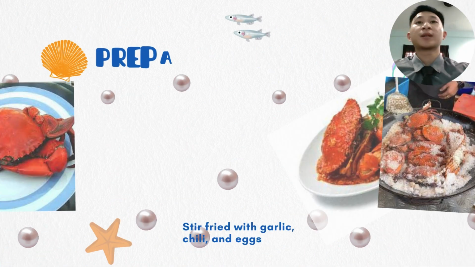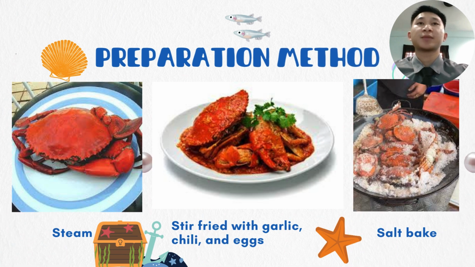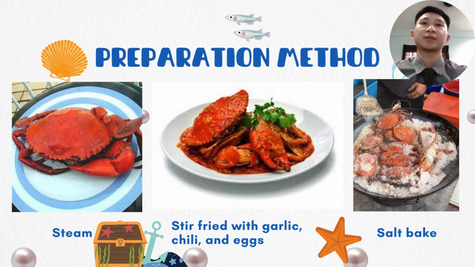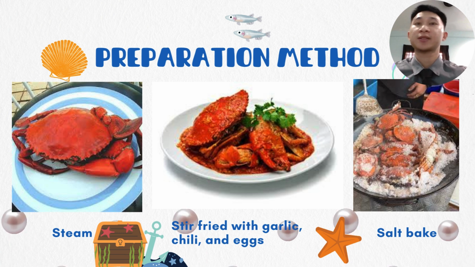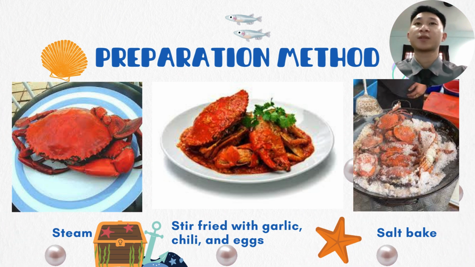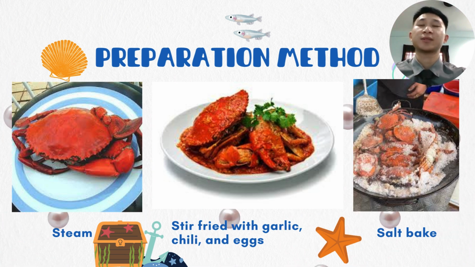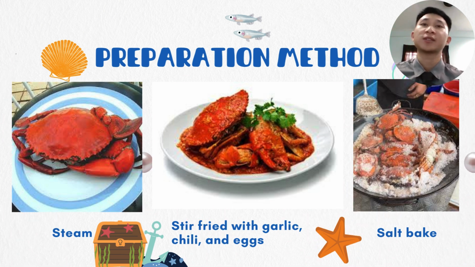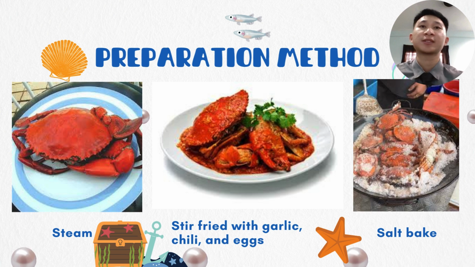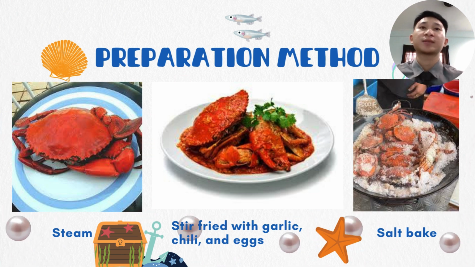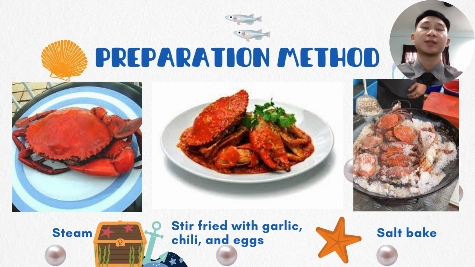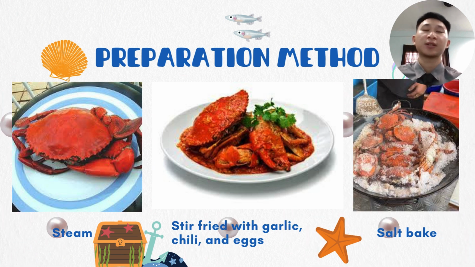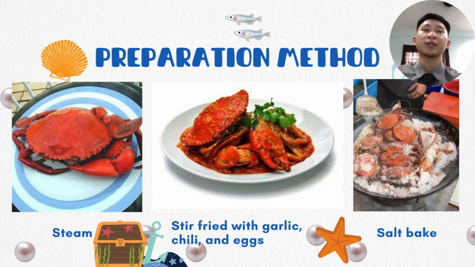These are some common preparation methods of mud crab. The first one is steaming. After steaming, the crab can be served with some dipping sauce directly. The next one is stir fried with garlic, chili, and eggs. And the last one is salt baked, in which they will use lots of salt covering the mud crab and heat it up until it's cooked.